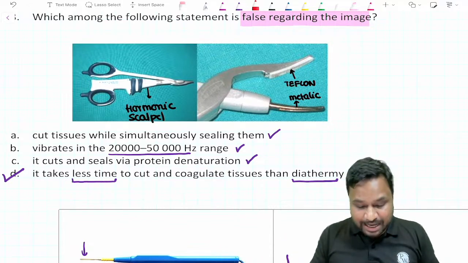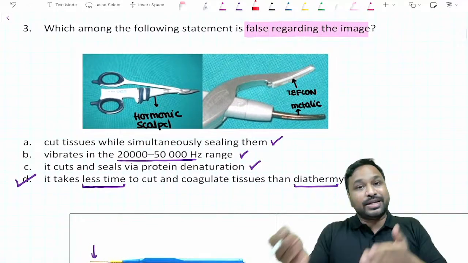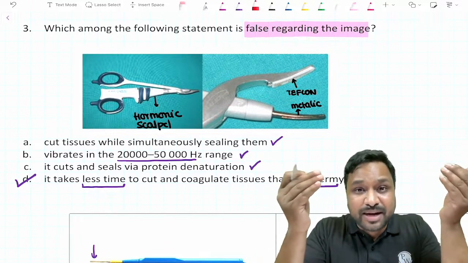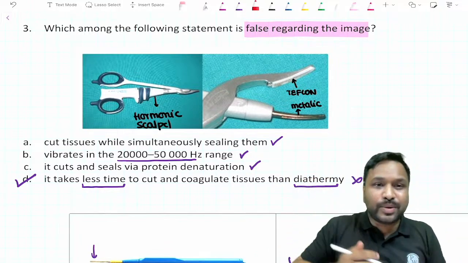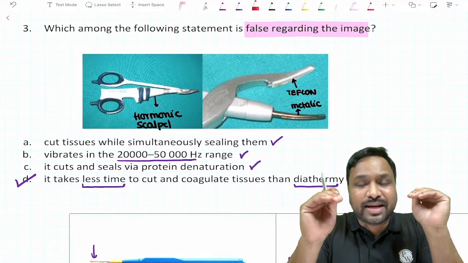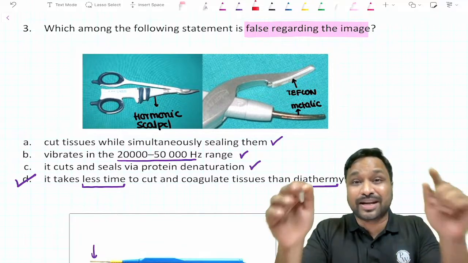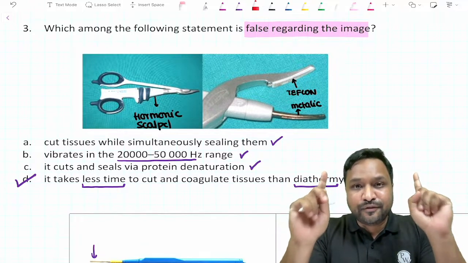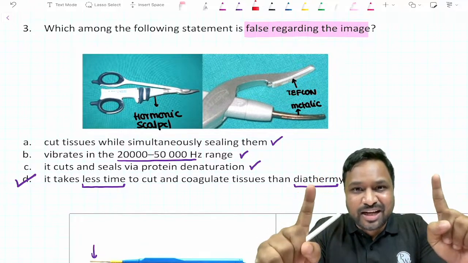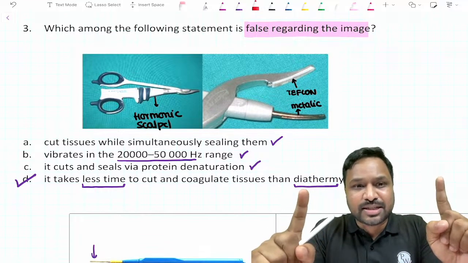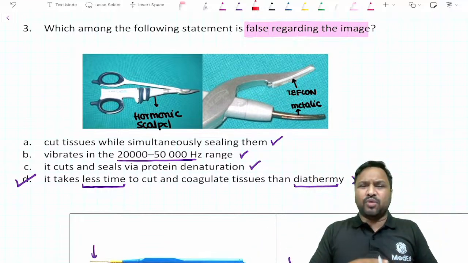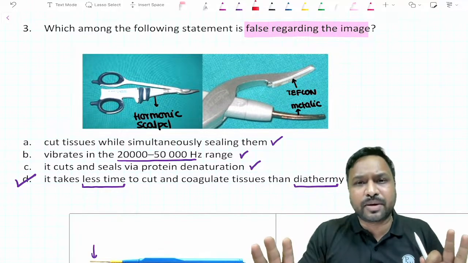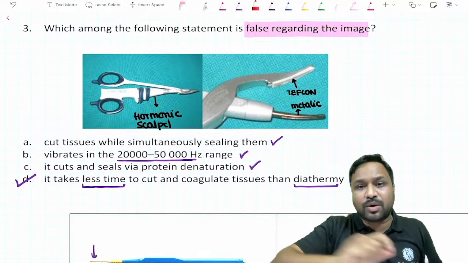It is nothing but the harmonic scalpel. Now they ask you which of the following statements is wrong about this. It cuts the tissue while sealing it, absolutely correct. It vibrates at 20 to 50,000 frequency. That is its USP. It cuts and seals via protein denaturation, absolutely correct. It does not burn through. It generates friction, friction generates heat, and that heat denatures the protein, and then it cuts and seals. It takes lesser time. No. When you look at monopolar and bipolar, you can just run, nothing will happen. You can just keep doing it without any lag.